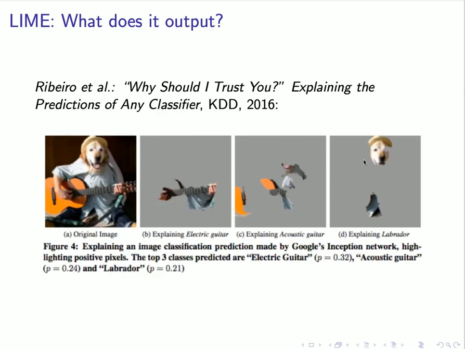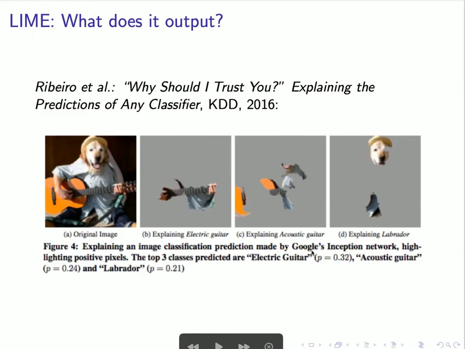So they came out with this idea of a local explanator. The maths behind it is kind of complicated, so I'm not telling you about it, but I want you to take a look at the output. This is an actual example. We have this image, which is fairly confusing because we have a dog who's playing the guitar.